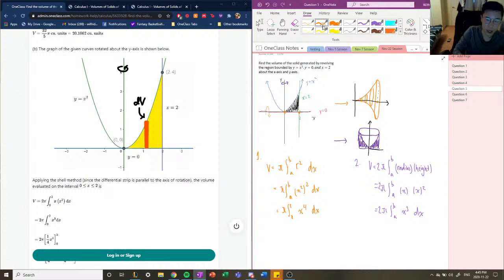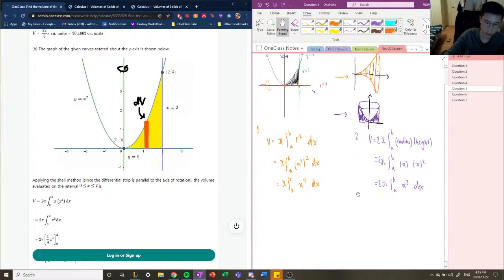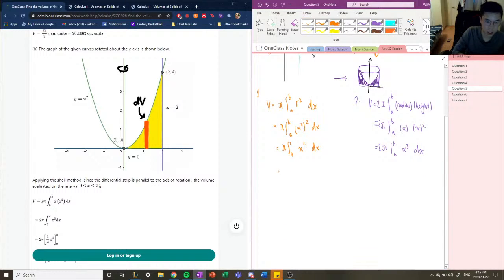So let's start with our orange shape first. This is equal to pi of 1 over 5 x to the 5, from 2 to 0. And that equals pi of 2 to the power of 5, which is 32 over 5. So that equals 32 pi over 5.